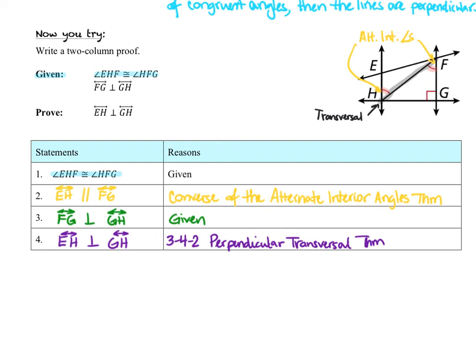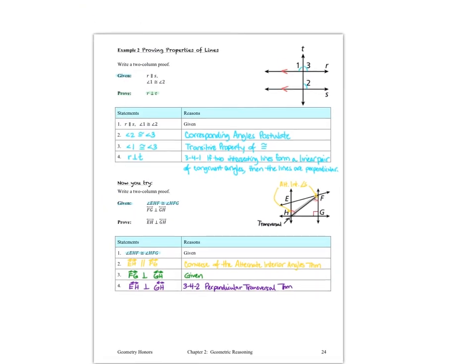Then we can pull in the other given information, that is line FG is perpendicular to line GH. We can see that in the diagram with the little red 90-degree angle symbol. And that allows us then to use theorem 3-4-2, the perpendicular transversal theorem, which says, in a plane, if a transversal is perpendicular to one of two parallel lines, then it's perpendicular to the other line. And that allows us to make the claim that line EH is in fact perpendicular to line GH.